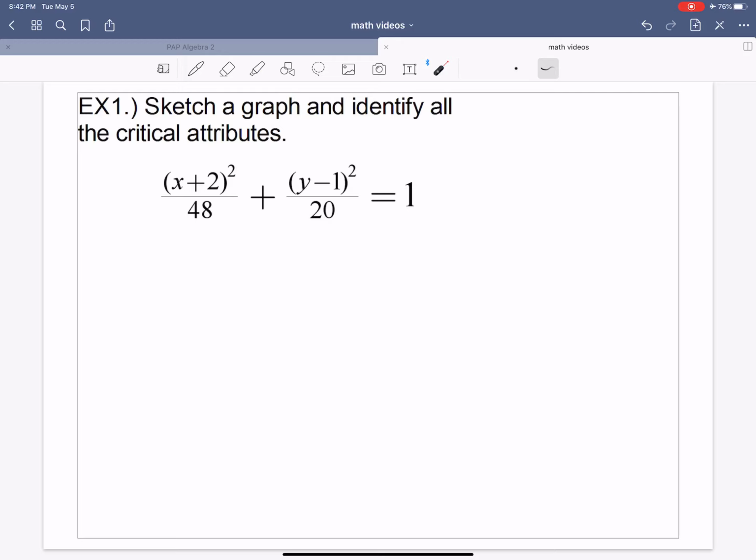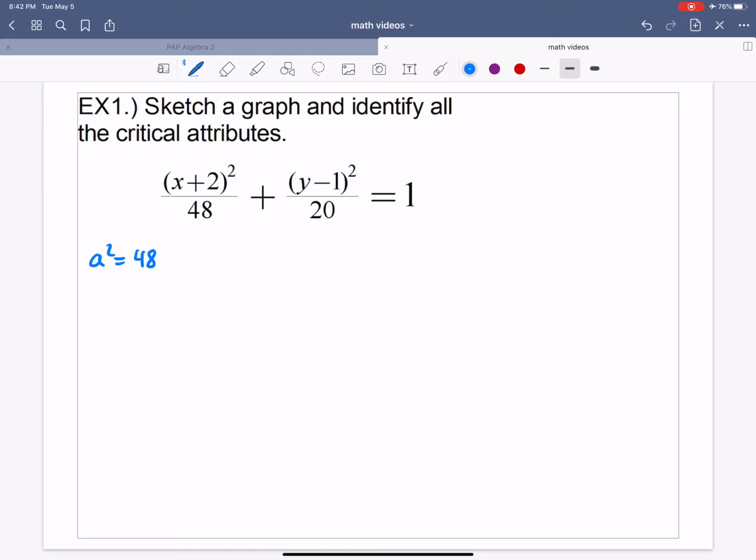The first thing you do is look and see, is the equation formatted correctly? Are both x and y squared? Yes. Does it equal 1? Yes. So there's not a lot of extra work we need to do to get the formatting right. The next thing we do is look at the denominators and identify which one is larger. What's larger between 48 and 20? Hopefully you said 48. If you didn't, go take a nap. You're tired. Get some sleep.